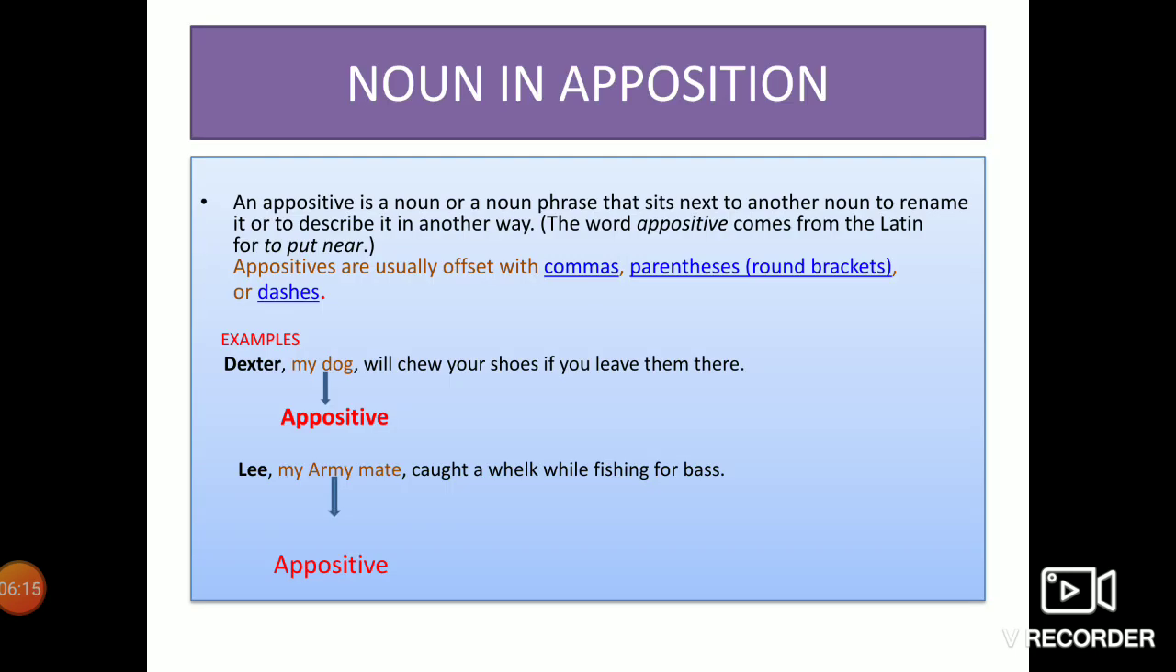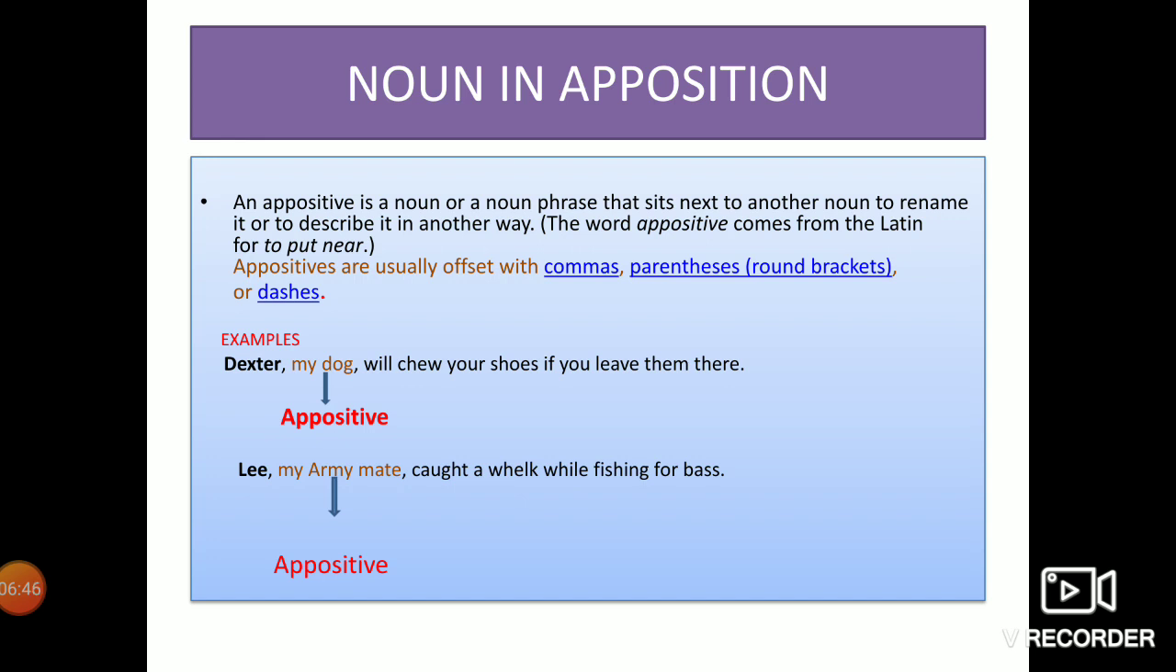Next is noun in apposition. An appositive is a noun or a noun phrase that sits next to another noun to rename it or to describe it in another way. Here the word appositive comes from the Latin word meaning to put near. Appositives are also usually offset with commas, a parenthesis, which means round brackets, or dashes.